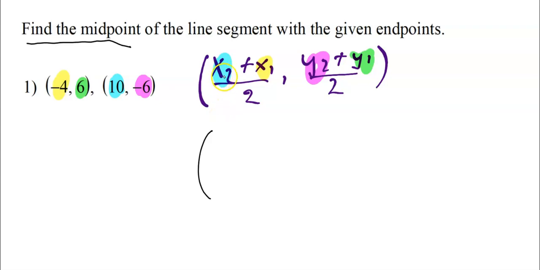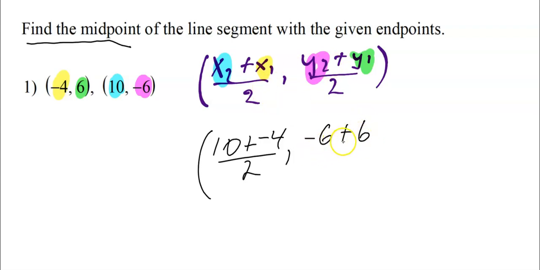So let's plug these in. I'm going to do blue plus yellow. So 10 plus -4 divided by 2. Magenta, -6 plus, the plus comes from the formula, plus green, 6. -6 plus 6 divided by 2. There we go. So I'm not going to simplify these here. I'm just going to do this.